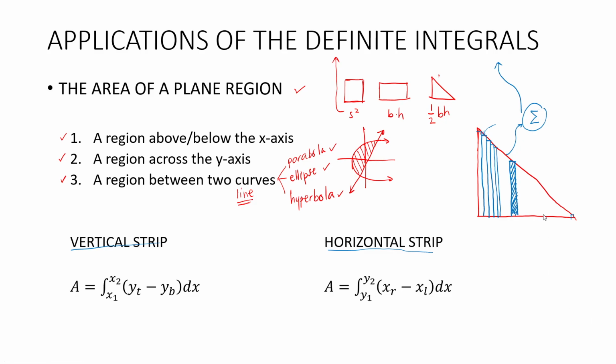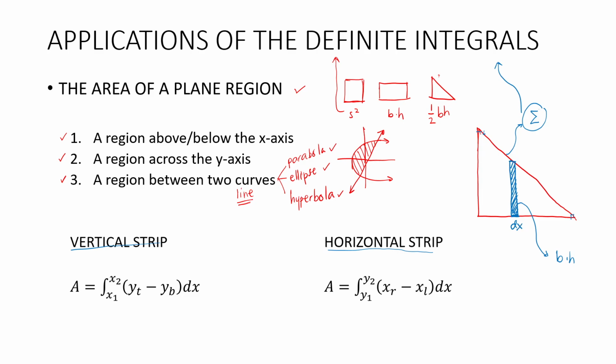So notice that your vertical strip is in the form of a rectangle. So let's try to erase the other rectangles. Notice that your vertical strip is in the form of a rectangle, meaning the area for this one is base times height. For the base, this is the width of your rectangular strip. Since we don't know the exact width of your rectangular strip, we'll let this be your differential x.